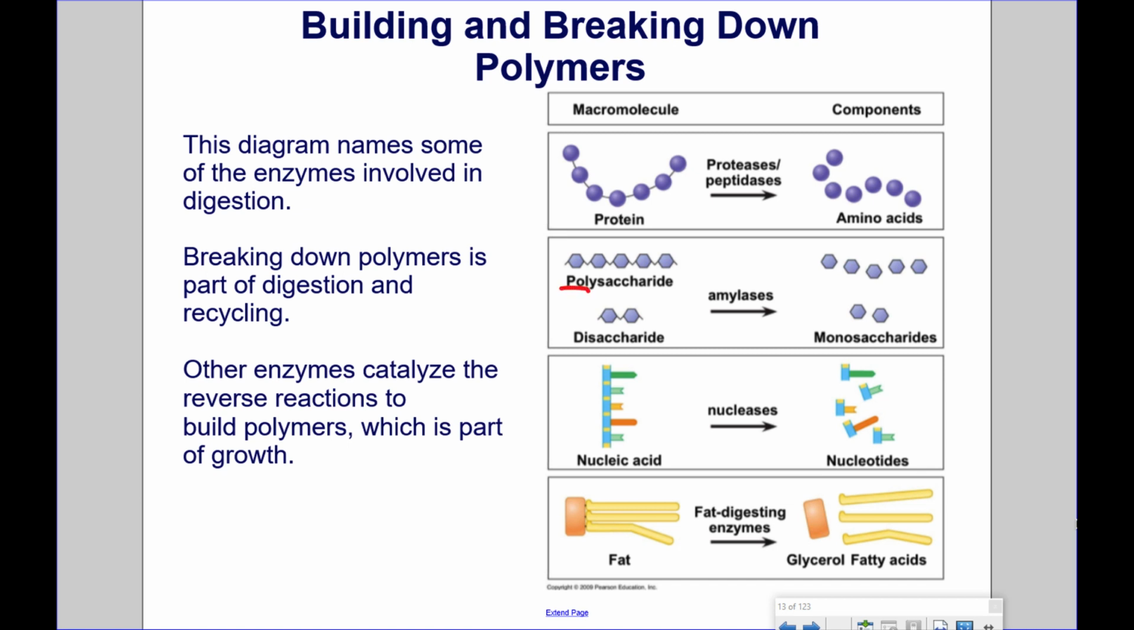Polysaccharides, which means many sugars, or disaccharides, which are 2 sugars, are broken down by amylases into the monosaccharides, which are just 1 sugar each. Nucleic acids are broken down by nucleases into nucleotides, and fats are broken down by fat digestion enzymes into glycerol and fatty acids, which are clusters of monomers.